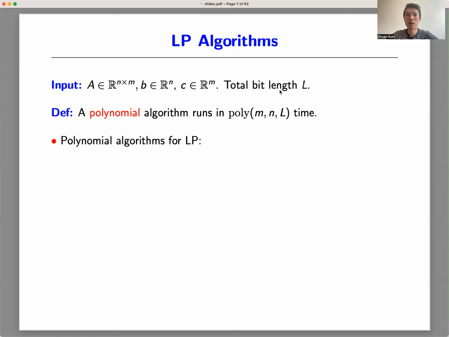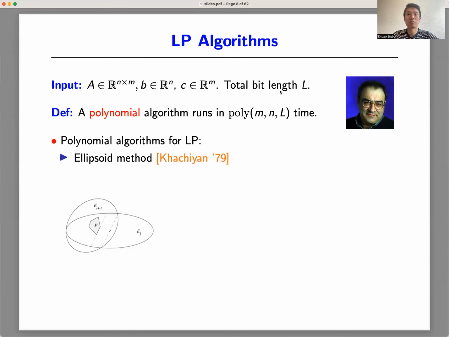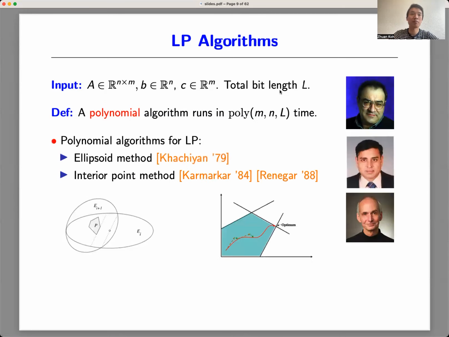There are two classes of polynomial algorithms for linear programs. The first is the ellipsoid method by Khachiyan. It maintains a sequence of shrinking ellipsoids such that it terminates at an optimal face of the polyhedron. The second class of polynomial algorithms for linear programs are interior point methods, first given by Karmarkar and Renegar. It proceeds through the interior of the polyhedron towards an optimal face.